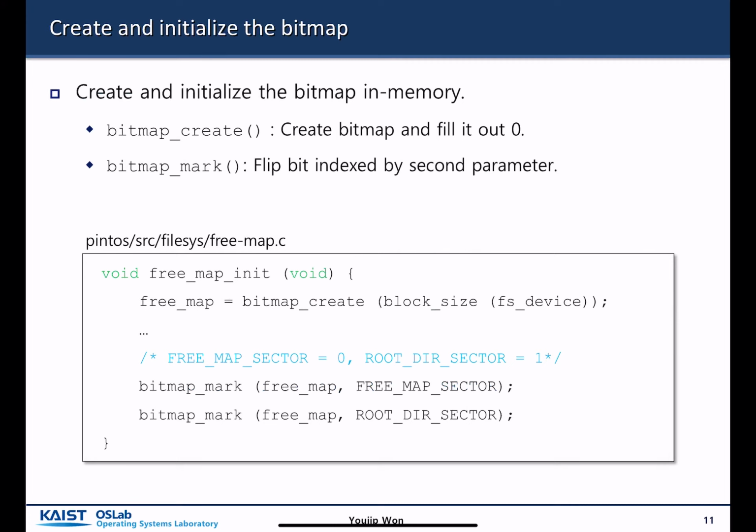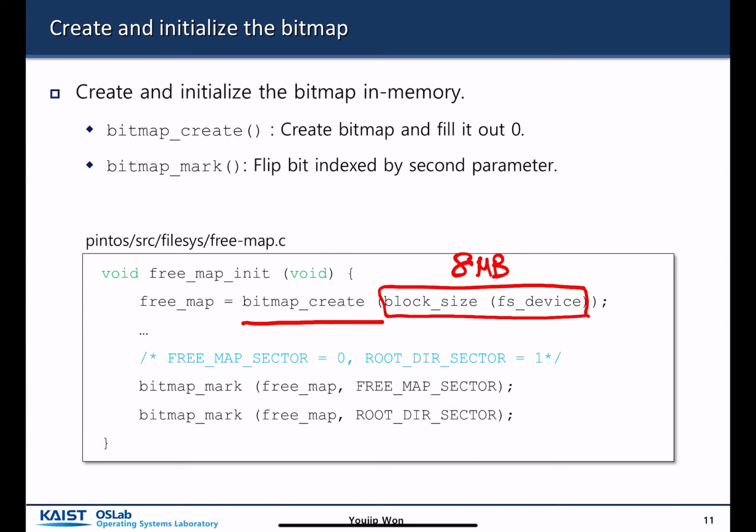So the first step is creating and initializing the bitmap. First, you create the bitmap of block size. Here, the file system is 8 megabytes, as we saw before. At the very beginning, we need two inodes: one inode for the bitmap, and the other inode for the root directory. So we have to mark those bitmap entries as being used.